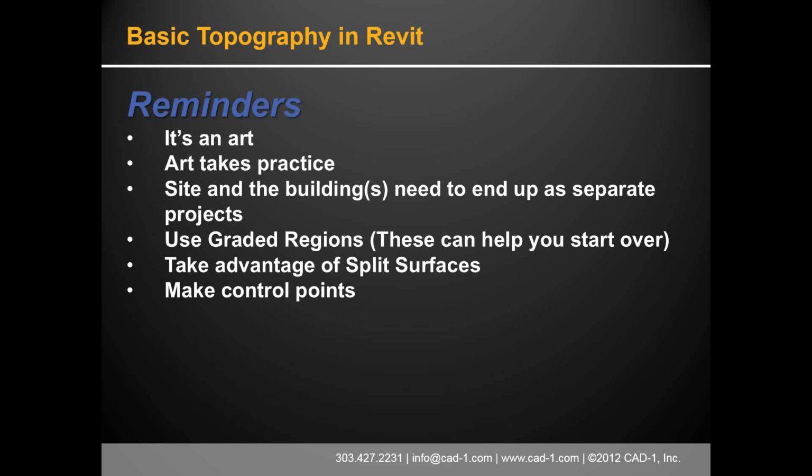The site and the buildings need to end up as separate projects. I won't say that you can't start out that way. You can see that we start out with them inside the same project. You can go in, you can separate those. Using graded regions is going to be a huge time saver, especially when you commit too far in one direction. You're like, oh, it would be better if I just started over. Well, instead of re-importing the CAD file and doing the whole thing over again, we want to go in and use those graded regions. Take advantage of the split surface and then make control points when you're doing that. So these become the tools to get in there. But first and foremost, it's an art.